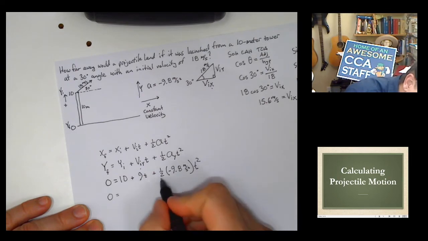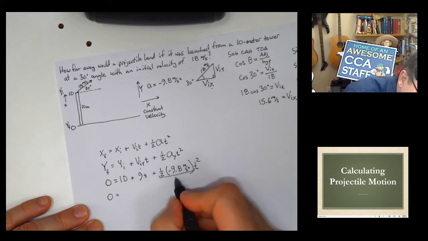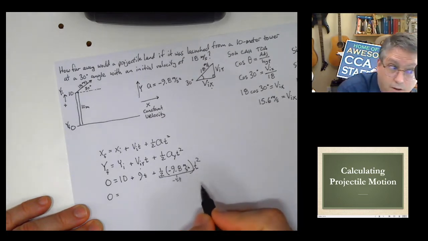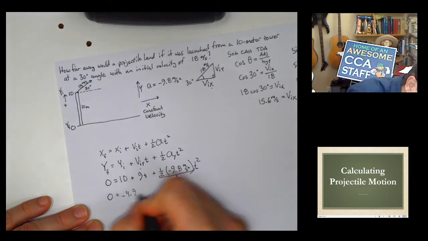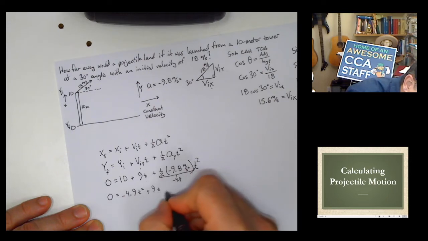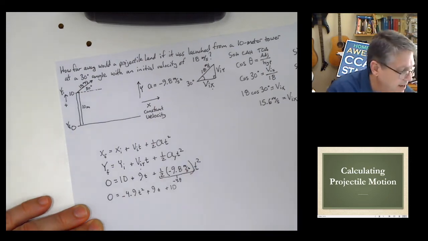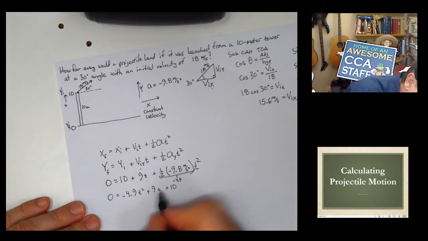So first of all, I'm going to take 1/2 and -9.8 and change that. That's -4.9, right? You guys all okay with that? Okay, we'll do that. So this is going to be -4.9 t squared plus 9t plus 10. And now we can just stick that in the quadratic formula. And t is the variable we're solving for.